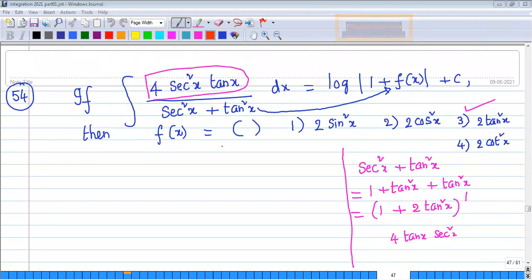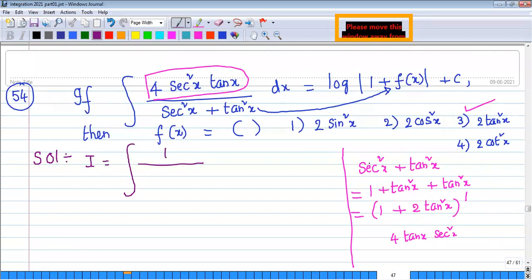In the last question, I explained just by observation. So now let us do the solution. This we can write as integral 1 upon secant square x plus tan square x, which we can write as 1 plus 2 tan square x, multiplied with 4 secant square x into tan x dx.